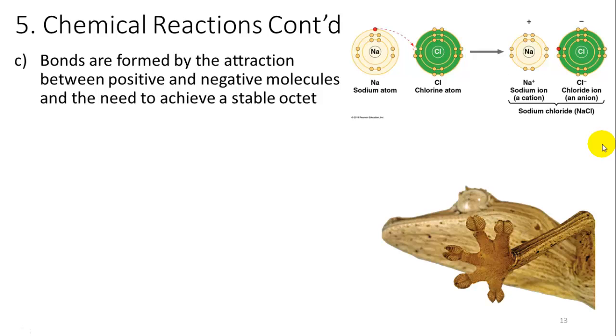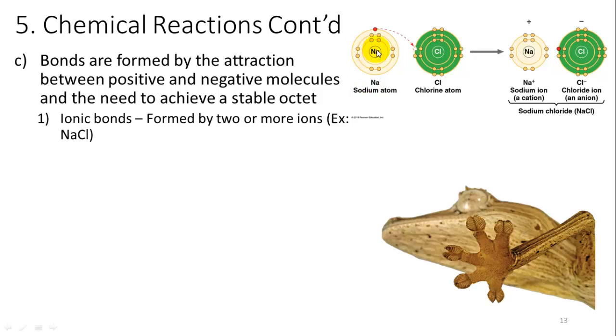All right, you also have bonds, which are formed as atoms are attracted to each other because they want to achieve a stable octet, right? So there are different ways in which this can occur. One way is if you have ionic bonds. So if you have two ions, such as a sodium ion and a chlorine atom that have a positive and negative charge, they can come together and form what's called an ionic bond.